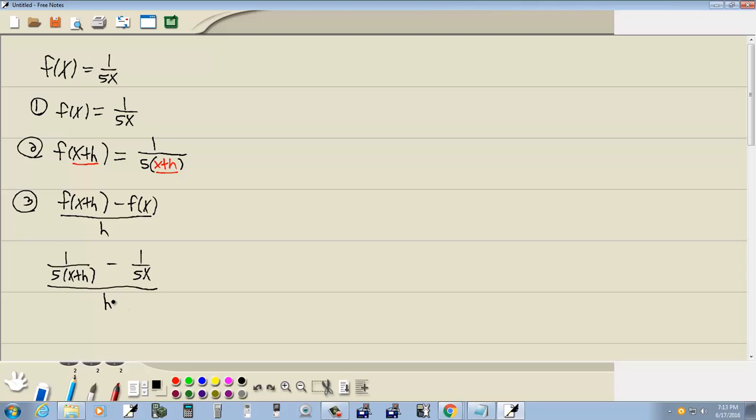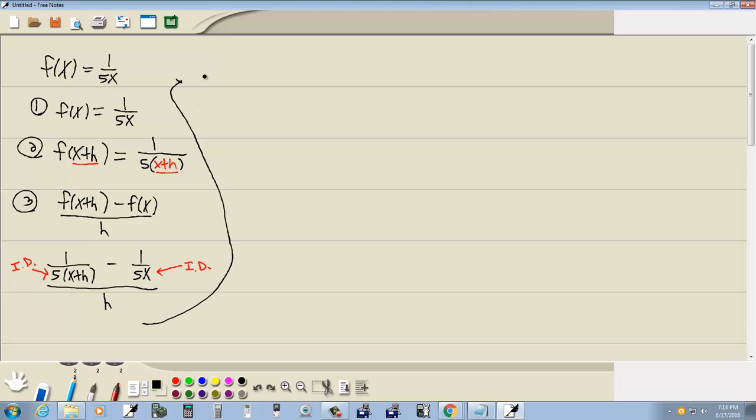Now our goal is somehow to get rid of this h in the denominator. And this 5x here, that's an inner denominator. It's a fraction inside of a fraction. It's got its own denominator, so I call it an inner denominator. And this 5 times x plus h is an inner denominator. So I'm going to multiply everything by the LCM of all my inner denominators.